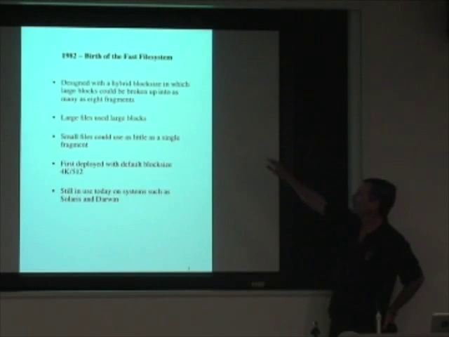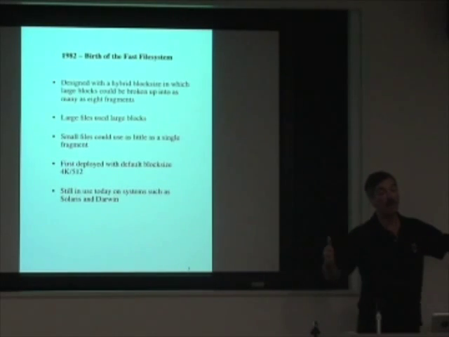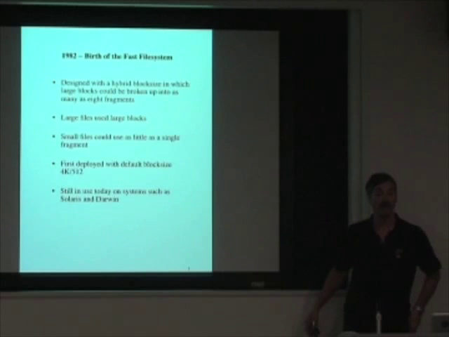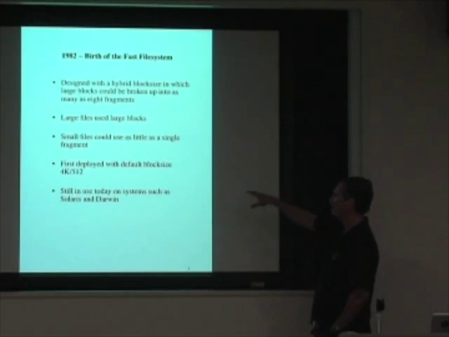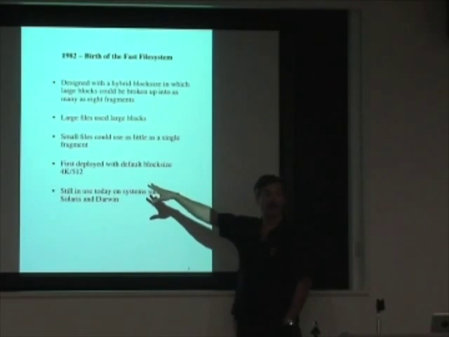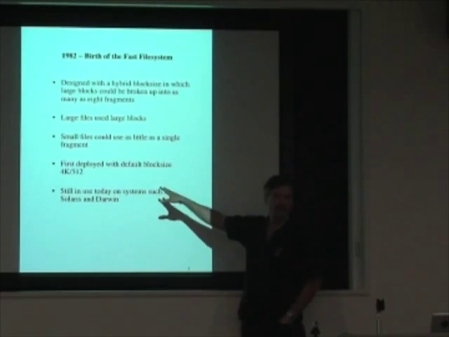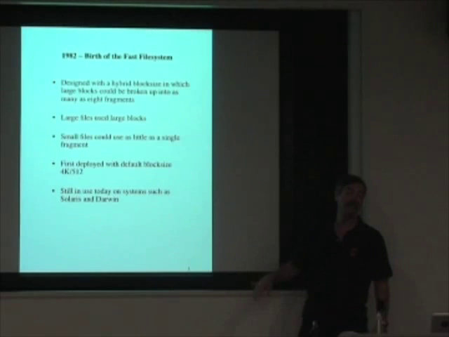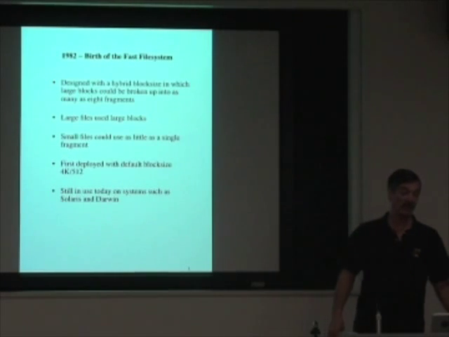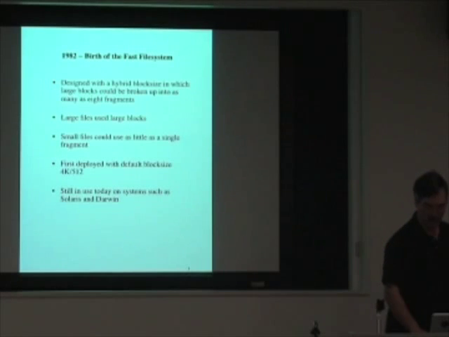So the idea was you have a hybrid block size. So you can have big blocks for big files and small blocks for little pieces for small files. When we first deployed it, we made the big blocks 4 kilobytes and the small blocks 512. And the big intuition was, instead of having all the free blocks on a list, we had a bitmap. So if you had allocated one block, we could look around and find other blocks that were nearby. And this file system is still in use today on Solaris and Darwin and most of the BSDs, with, of course, a few more changes, as you will see.